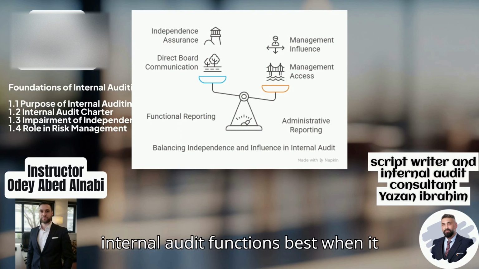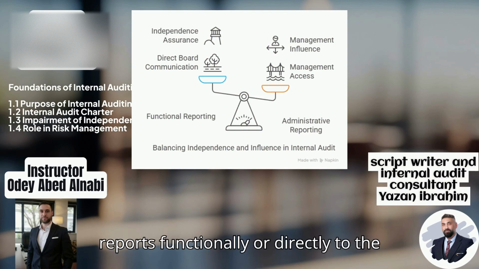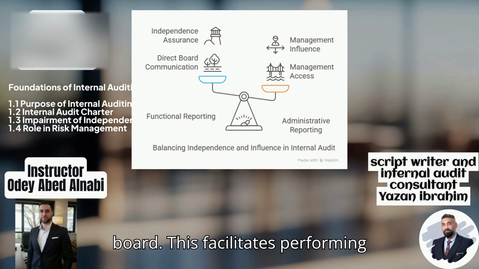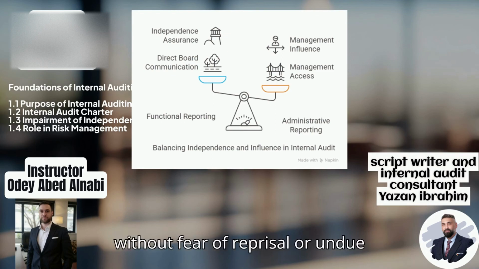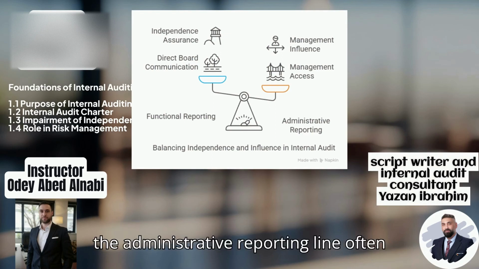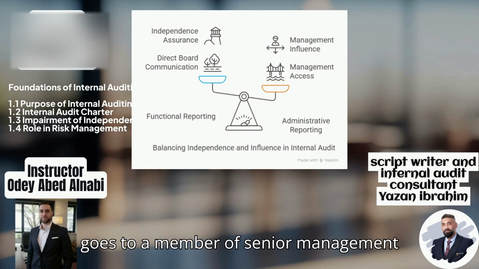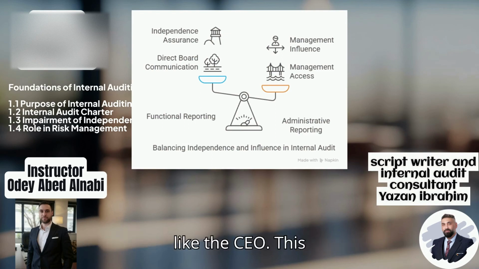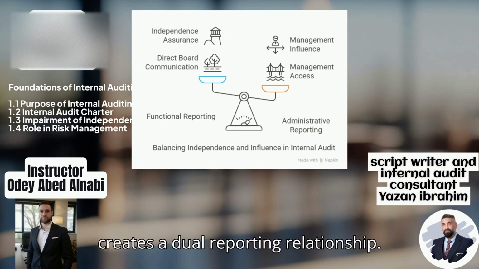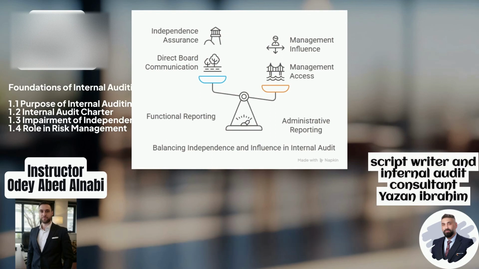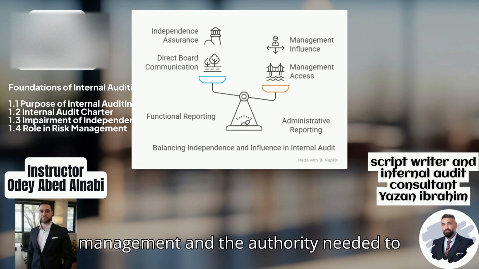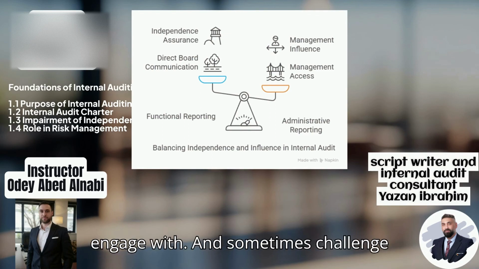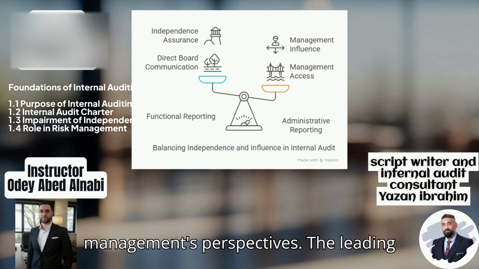Practically speaking, internal audit functions best when it reports functionally or directly to the board. This facilitates performing services and communicating results without fear of reprisal or undue limitations. However, the administrative reporting line often goes to a member of senior management, like the CEO. This creates a dual reporting relationship. While this can seem complex, it's often necessary, providing access to senior management and the authority needed to engage with and sometimes challenge management's perspectives.